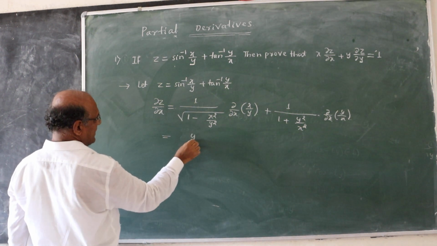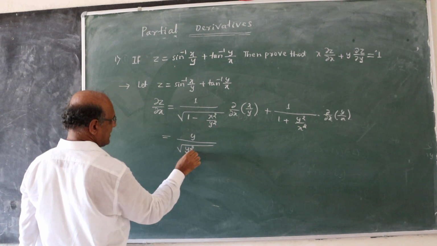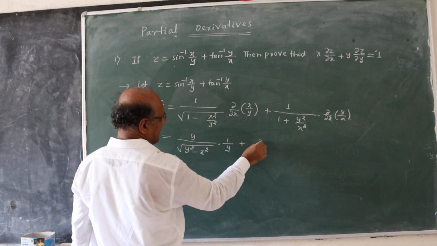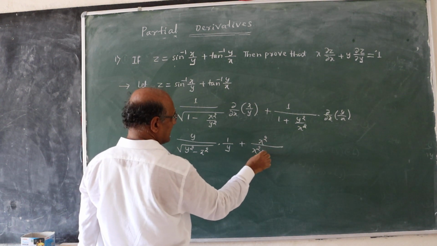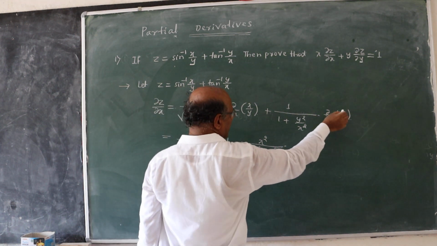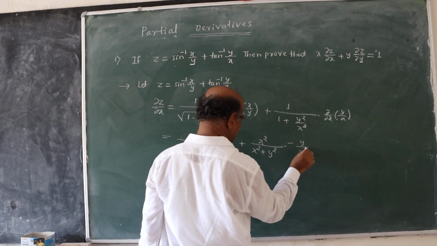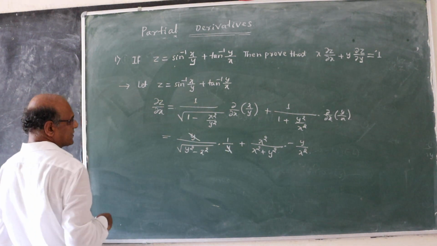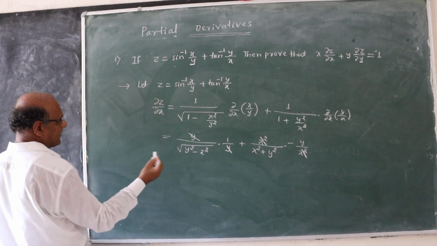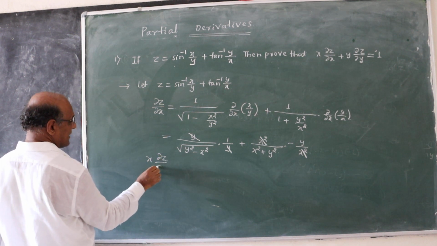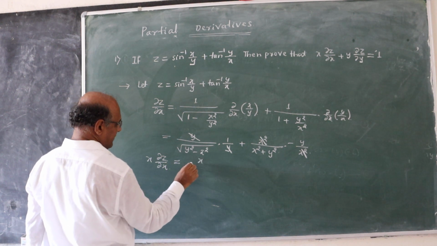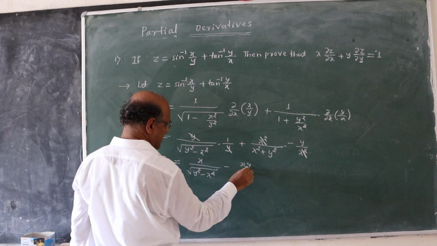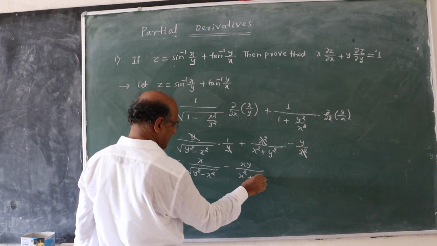Then it is equal to y divided by square root of y square minus x square into dou by dou x of x by y, which is 1 by y, plus x square divided by x square plus y square into dou by dou x of y by x, which is minus y divided by x square. The y's get cancelled. Multiplying both sides by x, it becomes x dou z by dou x is equal to x divided by square root of y square minus x square minus xy divided by x square plus y square. Say this is 1.